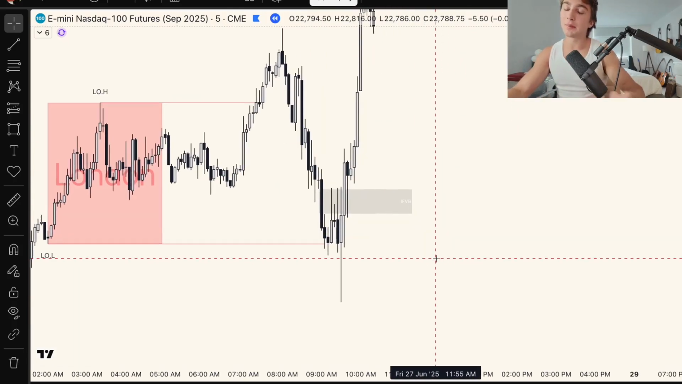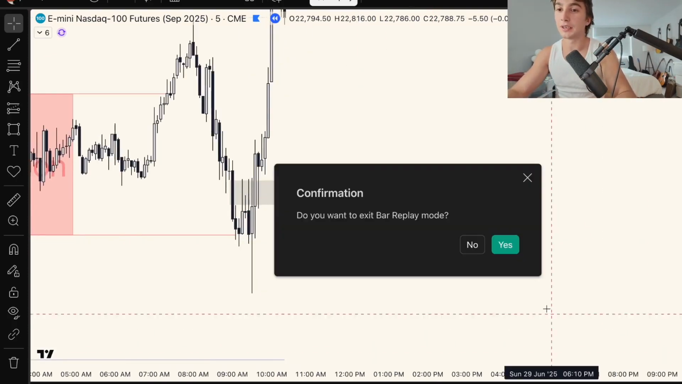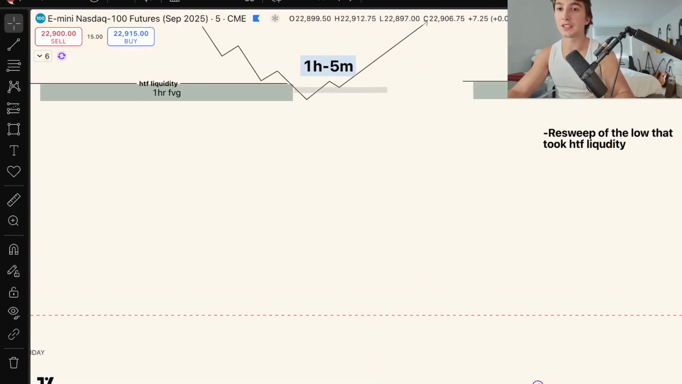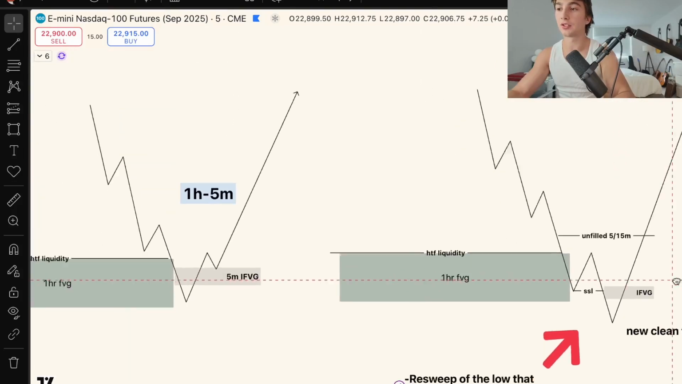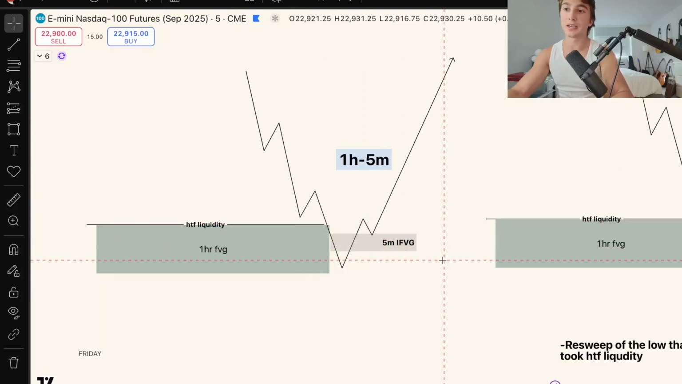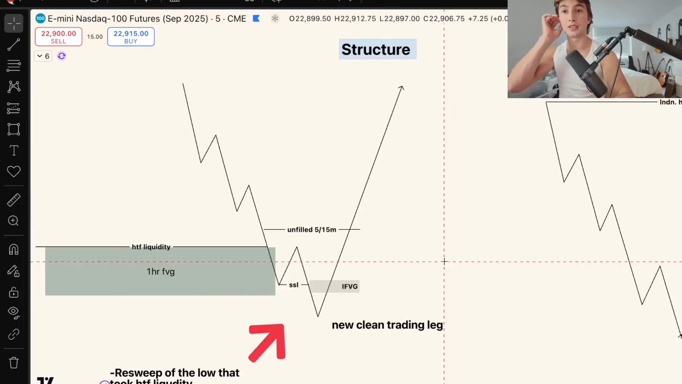The biggest thing you need to take away from this is that hourly to 5 minute. And if you don't have clean enough structure after hitting a high time frame PDA array, wait for the resweep so you have a clean leg to take an inversion off of, or wait for a 5 minute inverse. This is the best way I can put it.